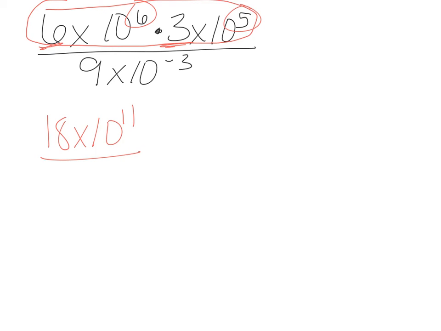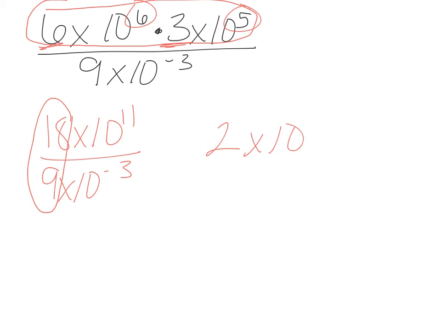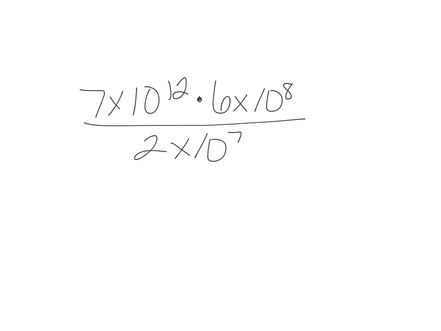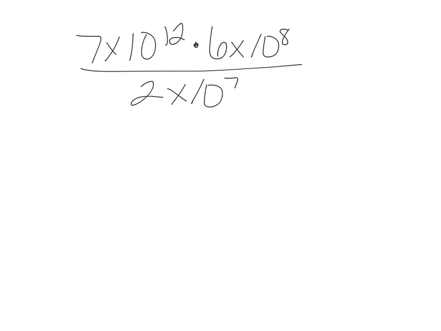Now I'm just going to copy the denominator. 9 times 10 to the negative 3. So from here, I'm going to divide these values, which gives me 2, times 10, and then 11 minus a negative 3 is 14. So that is my answer, and it is written in scientific notation. Last one. You go ahead and try this one and come back and check your answer.